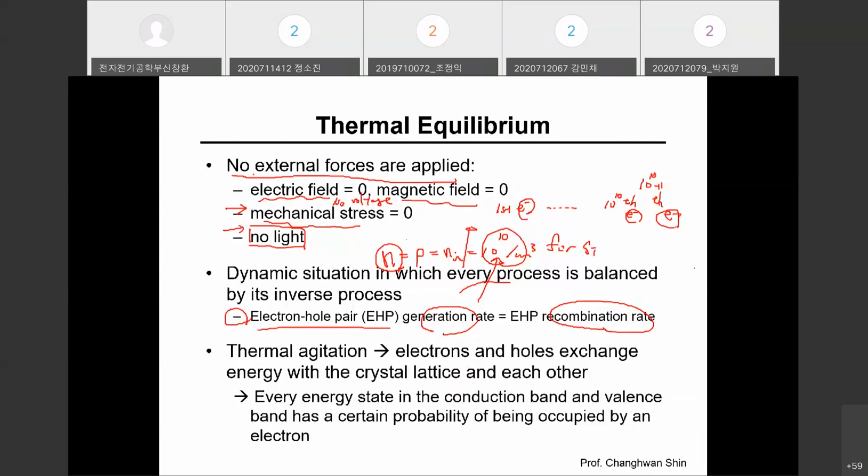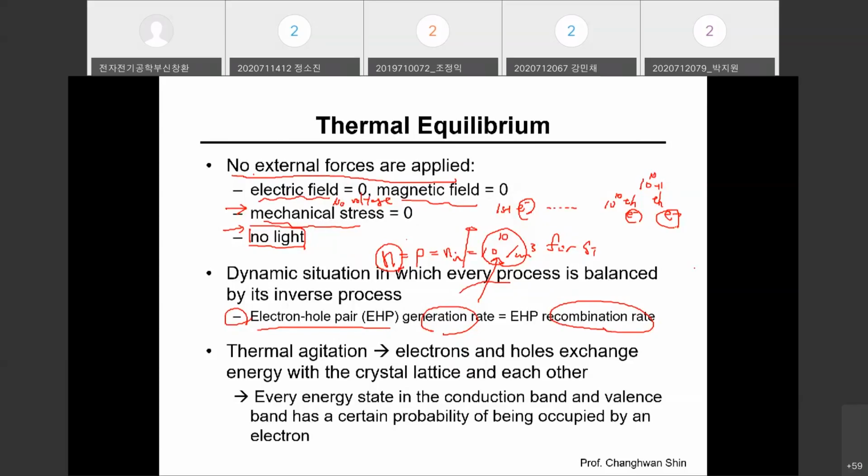Okay. So let's move on to the third one, thermal agitation. Thermal agitation, that is another word for thermal energy. So once externally applied energy is smeared into the silicon material, the silicon material is thermally agitated. Thermal excitation or agitation, both are okay. So thermally agitated silicon material would have some possibility in which electrons and holes can give and take their own energy to each other, even with a crystal lattice.